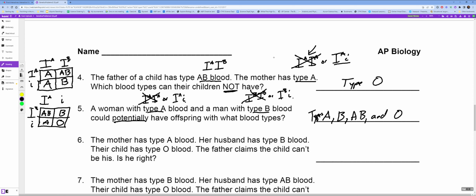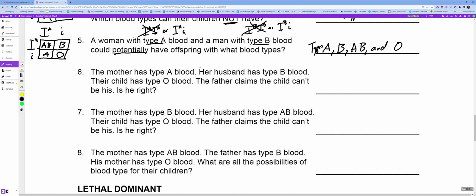Okay, let's go down to number 6 here. Mother has type A blood, and I'll just put IA IA, or IA little i. Husband has type B blood, IB IB, or IB little i. Their child has type O, which is little i i. The father claims the child can't be his.